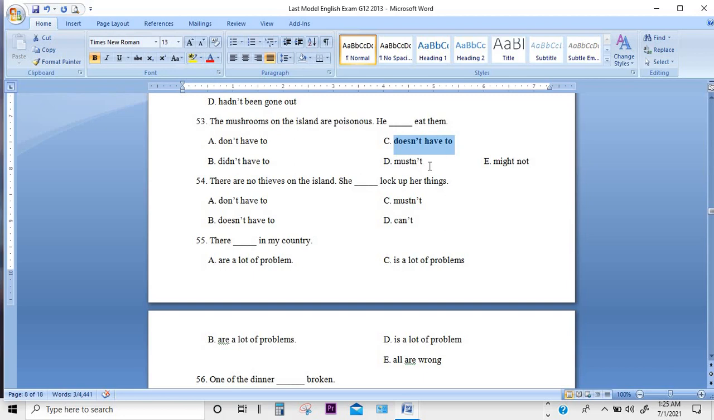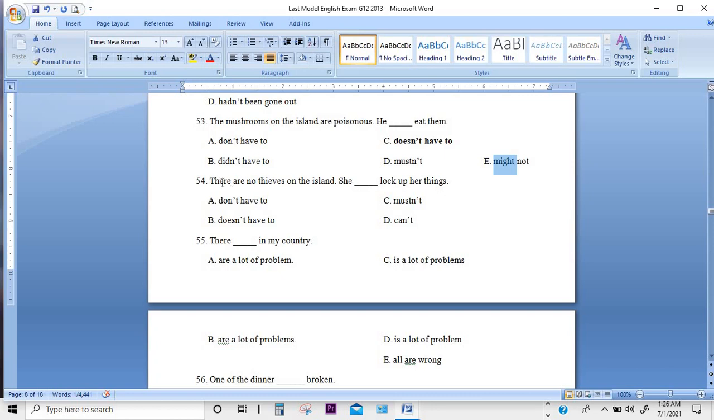mustn't eat them, he must not። እንደዚህ ሾርት እናደርገው በርግጥ must not ነው ብለን የምንጽፈው mustn't ሾርት ነው አይደረግም። might is for possibility. Okay, possibility or strong guess. ሊሆን ይችላል። ስለዚህ የምንጠቀመው modal verb have to ነው። doesn't have to eat them. Okay, he doesn't have to eat them. He doesn't have to eat them.